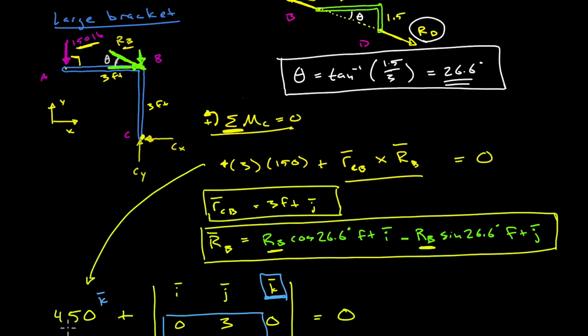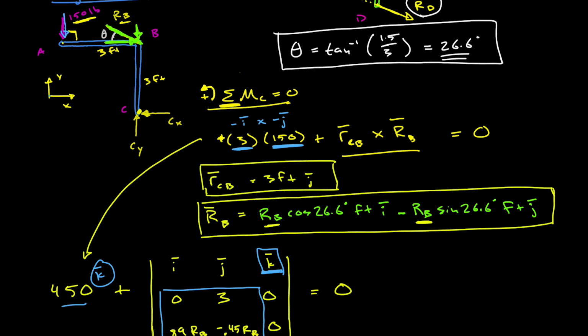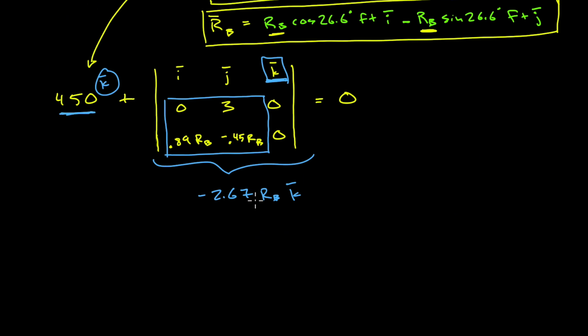And the reason we know that is because 450 was the result of this r cross this F. And so this r had a component in the minus x direction, and we were actually crossing it with a vector, this 150-pound force, in the minus j direction. And so the cross product of minus I and minus j becomes k itself. Okay, so just for clarity now, we've got 2 components that both share the same unit vector. So 450 foot-pounds in the k direction minus 2.67 RB foot-pounds in the k direction must add up to 0.